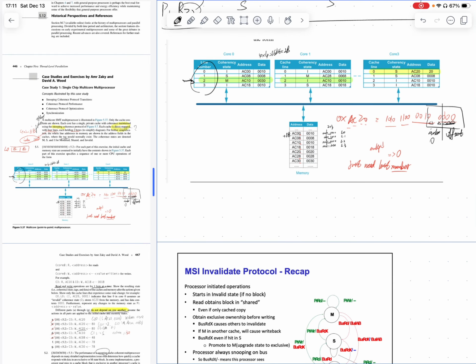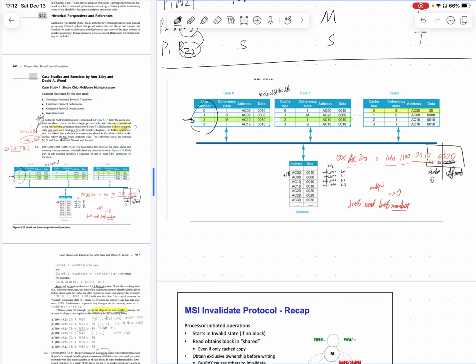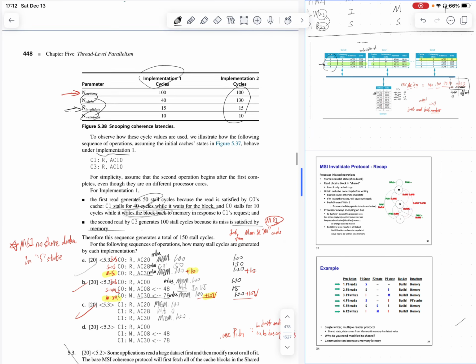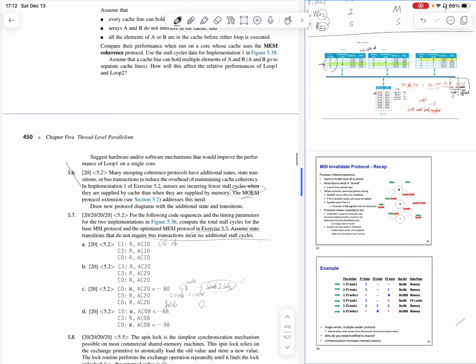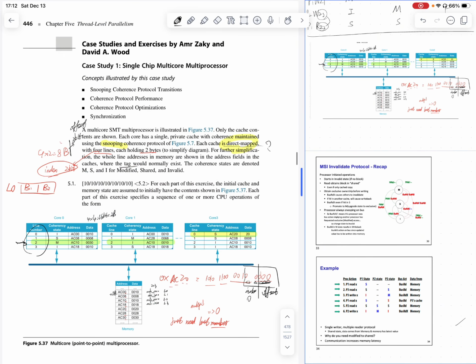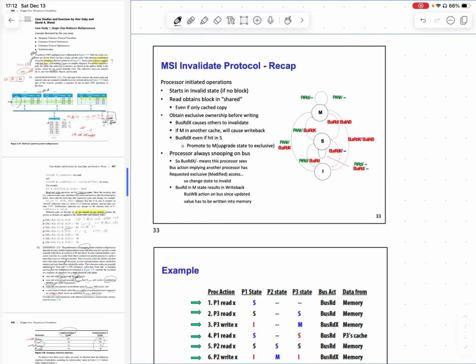Hello guys. Today I want to talk about homework 7, some questions from our textbook. If you remember, here are textbook questions 5.1, 5.2, and 5.7. But before we start the questions, I want to take a quick review of the different kinds of protocols.